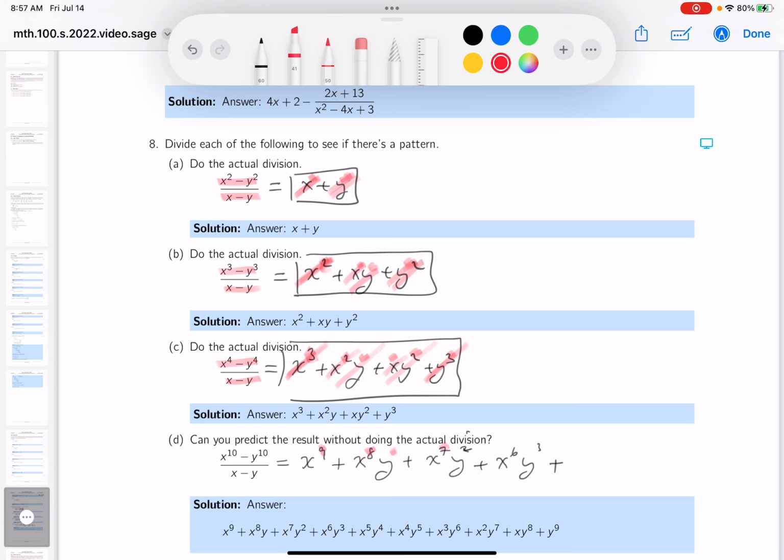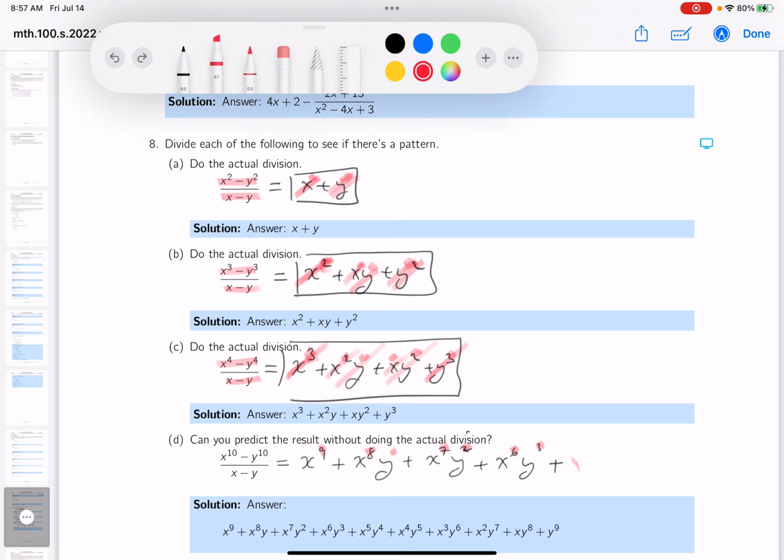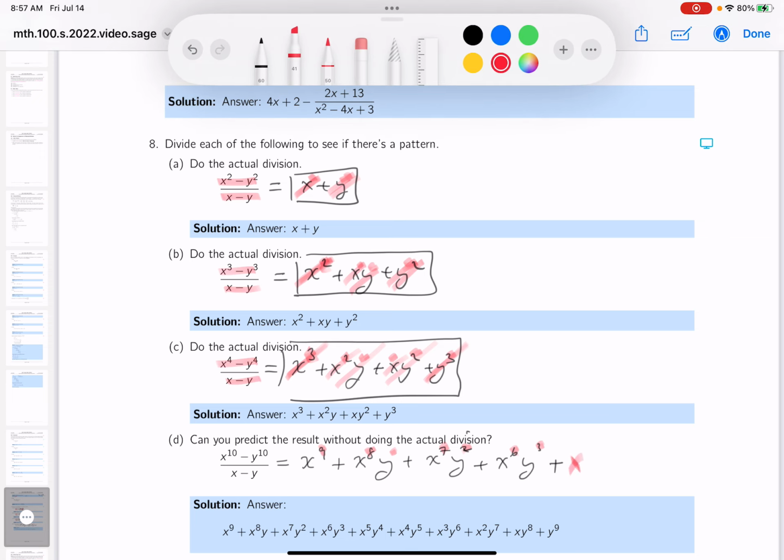8 plus 1 is 9. 7 plus 2 is 9. 6 plus 3 is 9. What's next going to be? Well, it's going to be, whoops, sorry about that. It's going to be x to the fifth y to the fourth. Sum of the exponents is 9. Plus x to the fourth y to the fifth. Sum of the exponents is still 9.